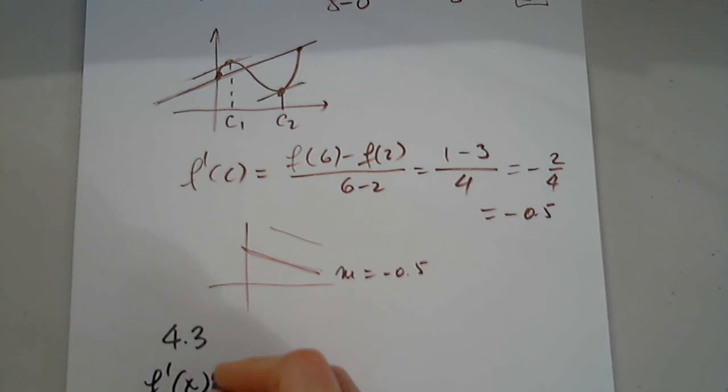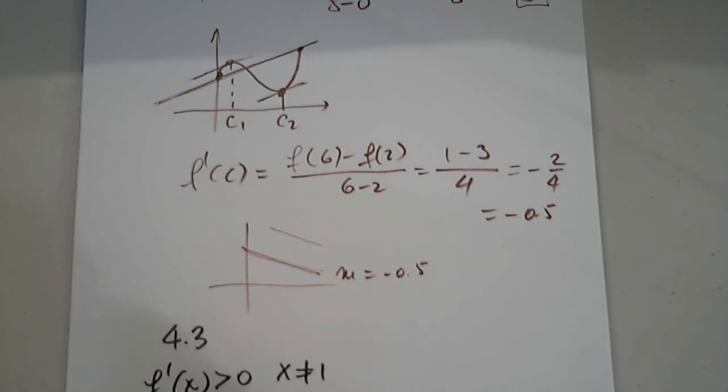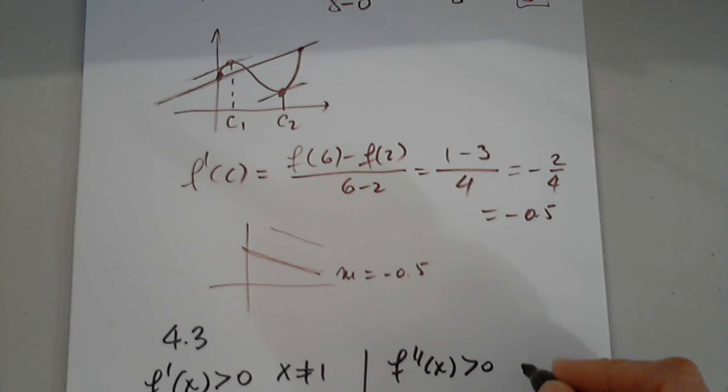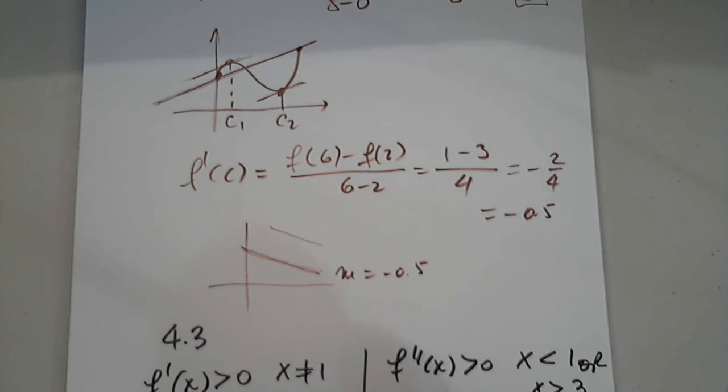So f prime of x is greater than 0 for all x. Okay, a vertical asymptote at x equals 1. Then the second derivative is positive for x less than 1 or x greater than 3, and the second derivative is negative for x between 1 and 3. Okay, perfect. I copied it, so now I can stop sharing.